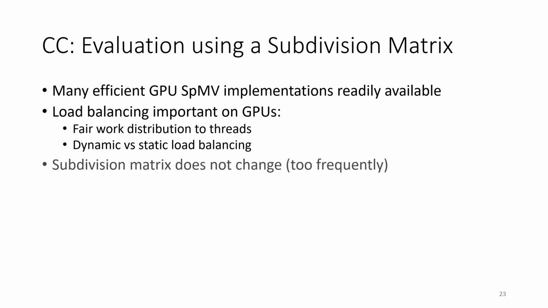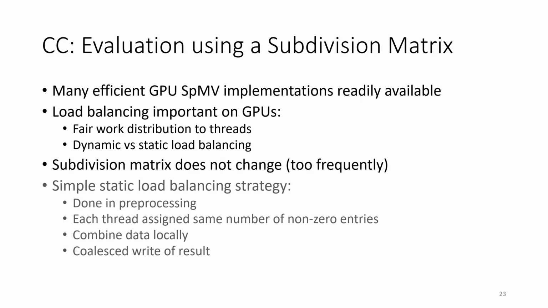The subdivision matrix does not change between consecutive evaluations. Therefore, we can compute the static load balancing in preprocessing, which is reused in the evaluations. We use a very simple load balancer that assigns each thread the same number of non-zero values of the matrix. Each thread then accumulates its data locally and combines it with the partial results of other threads. The final result is then written efficiently to global memory. This strategy keeps the overhead low and the load is effectively balanced among the available threads.